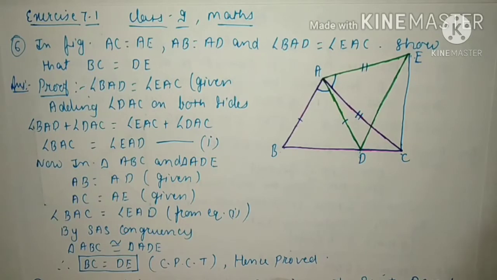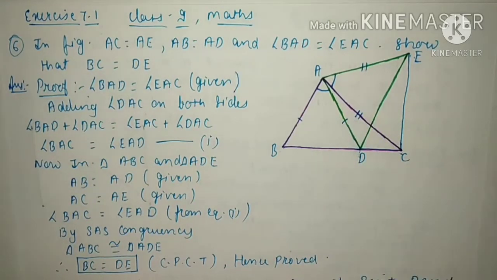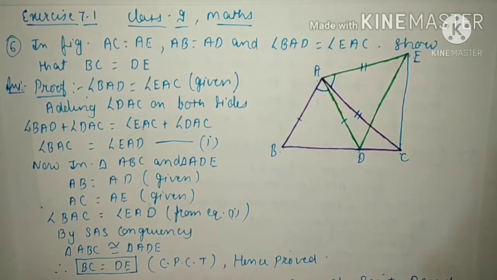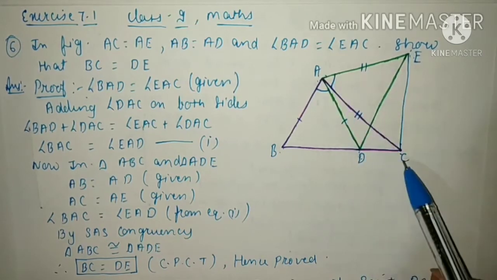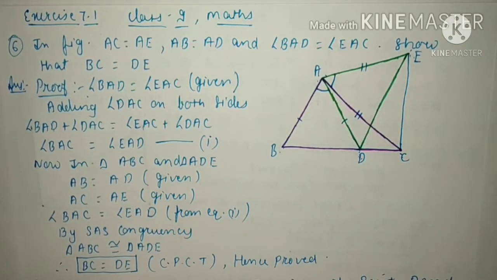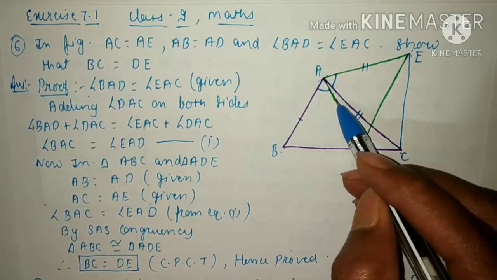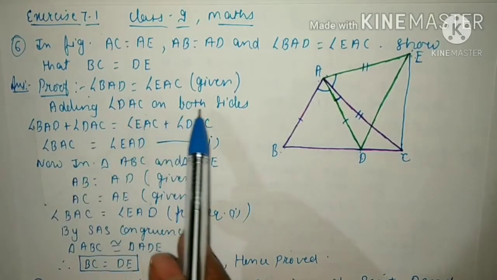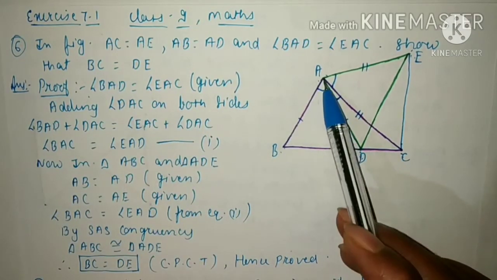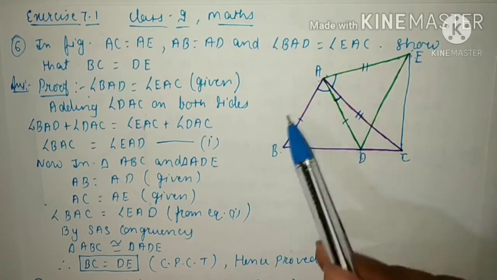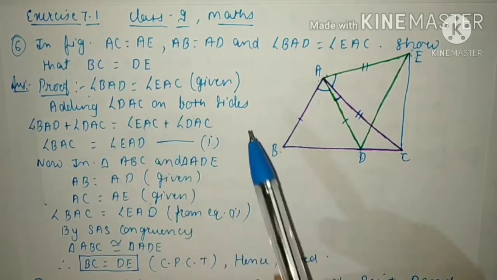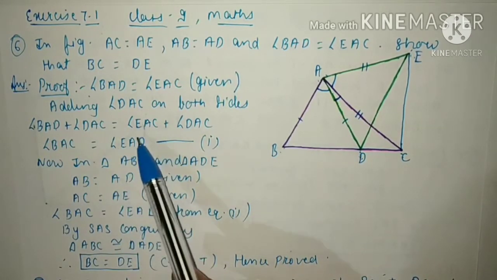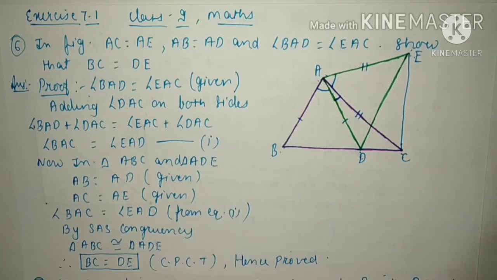First of all, it is given that angle BAD is equal to angle EAC. These two angles are equal. Now in these two angles we will add this part. So what we will do is add angle DAC on both sides. Which is angle DAC? This angle, the angle between these two angles. So add angle DAC on both sides. This will become angle BAD plus angle DAC is equal to angle EAC plus angle DAC.